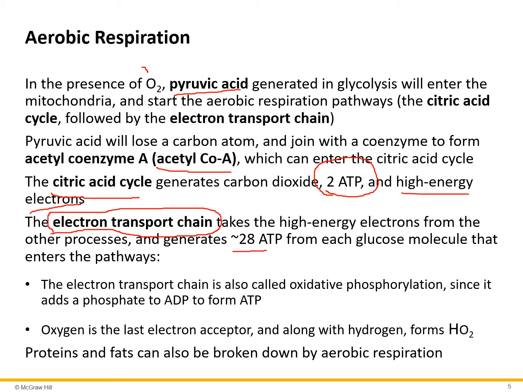And this is where we hit the jackpot. We make at least 28 ATP in this step. Now, it has to have the citric acid cycle first, because that's what produces the high energy electrons. So once we get into the mitochondria, both of these steps will happen. They follow one after the other. At the end, oxygen is the last acceptor of the hydrogens, and we're actually going to form this weird molecule that is HO2. But anyway, proteins and fats can also be broken down by aerobic respiration, but they produce a byproduct which can cause problems in the body. It's not clean burning, so to speak.